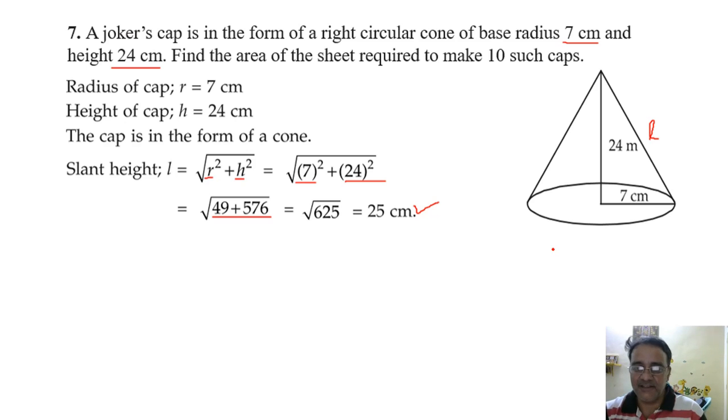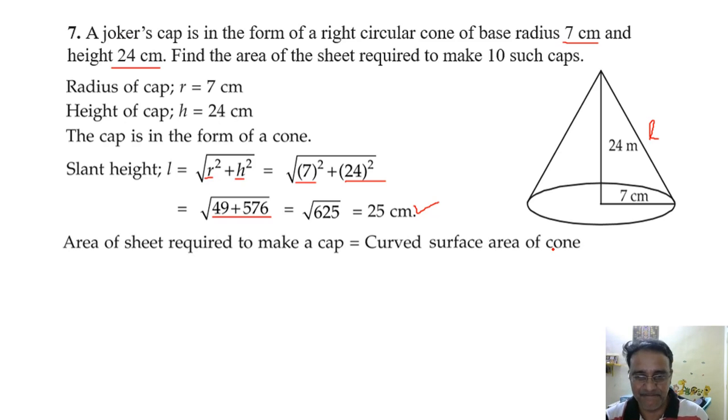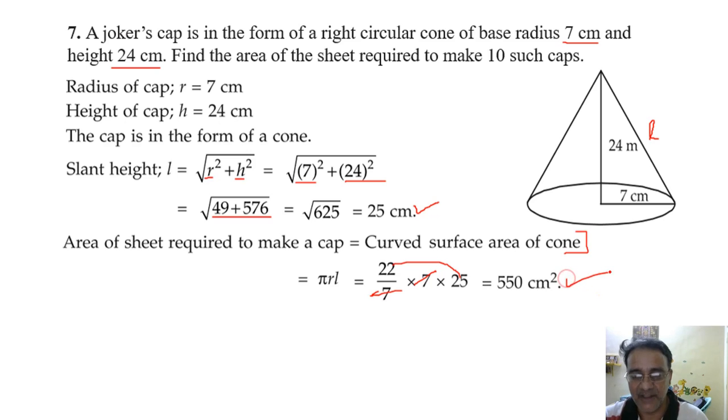So now we'll start with our step, area of sheet required for one cap. CSA, curved surface area of cone. What is the formula of CSA of cone? Pi r L. So 22 upon 7 into 7 into 25. So 7 cancel and we are getting 550 centimeter square. This is the area of sheet required for one cap.